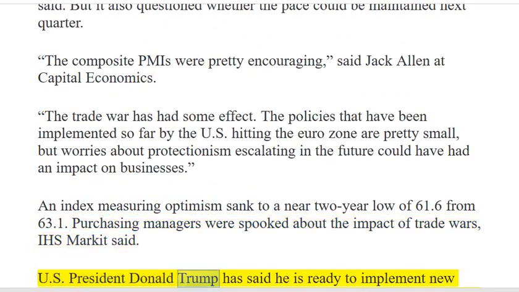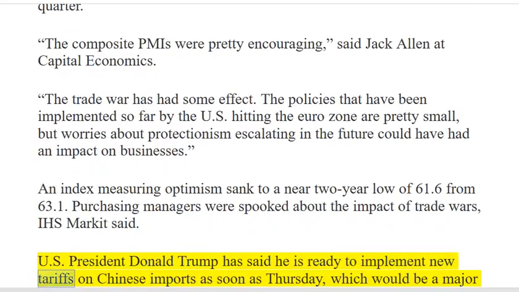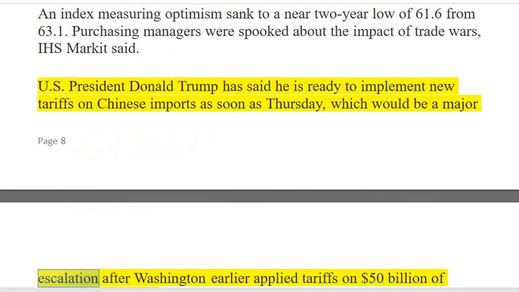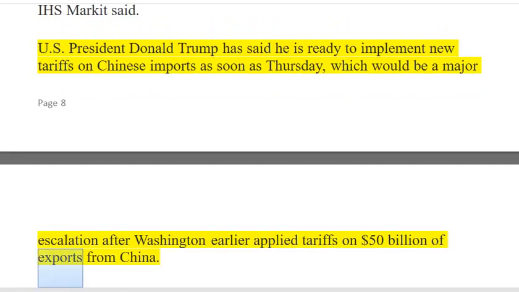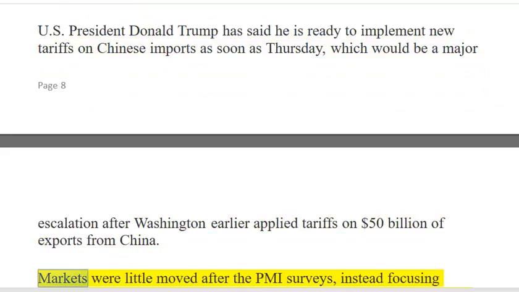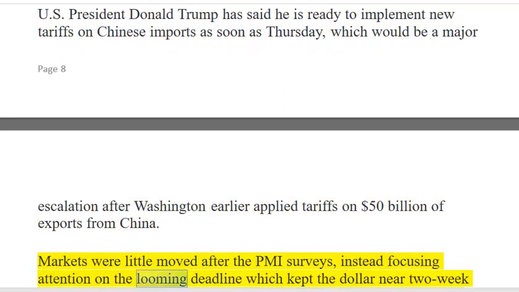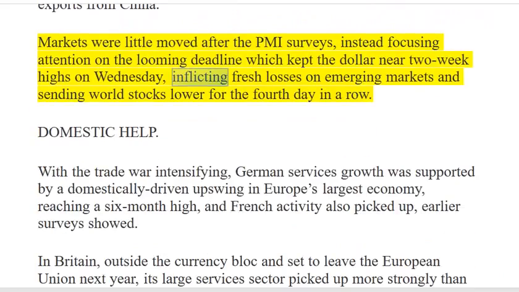U.S. President Donald Trump has said he is ready to implement new tariffs on Chinese imports as soon as Thursday, which would be a major escalation after Washington earlier applied tariffs on $50 billion of exports from China. Markets were little moved after the PMI surveys, instead focusing attention on the looming deadline which kept the dollar near two-week highs on Wednesday, inflicting fresh losses on emerging markets and sending world stocks lower for the fourth day in a row.